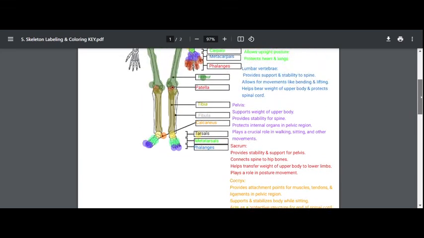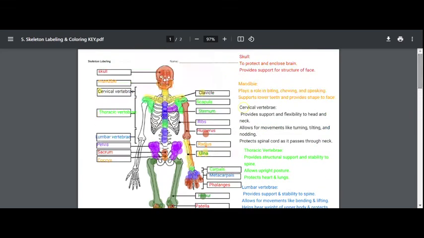So again, in green right here on both sides, right underneath the clavicle, we have the scapula. Okay, so again, on both sides right here, we have the scapula in green.